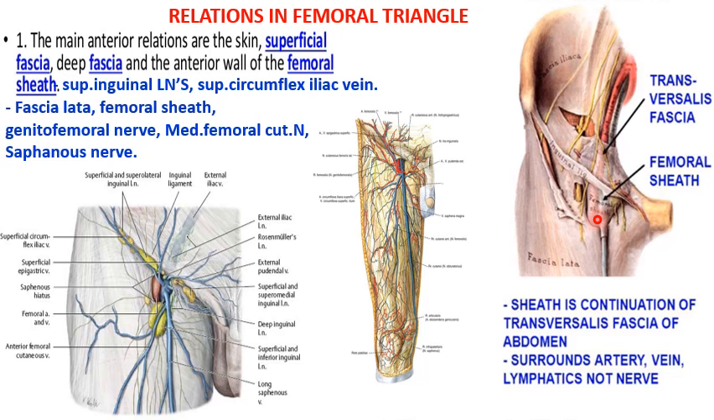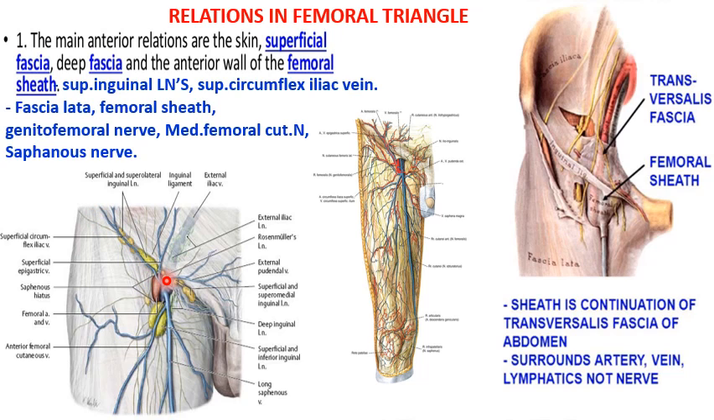Now, what are the structures that are present anterior to the femoral artery? These greenish things are the lymph nodes, the horizontal and the vertical group of the superficial inguinal lymph nodes, and then the superficial circumflex iliac vein, which is crossing the femoral artery here, that is related anteriorly.